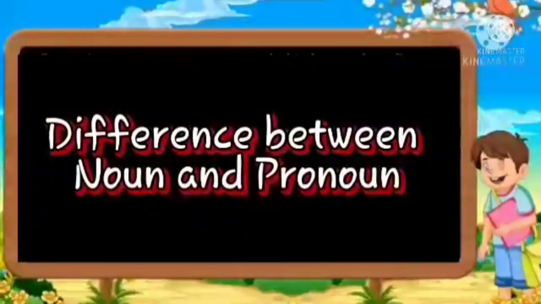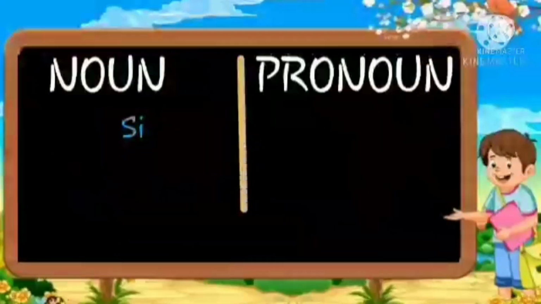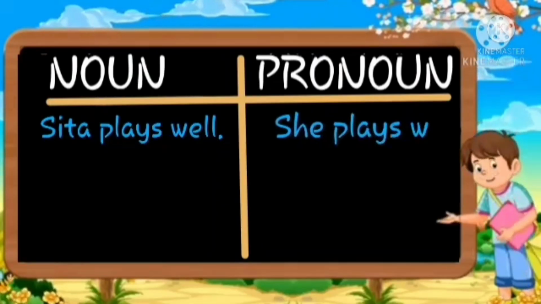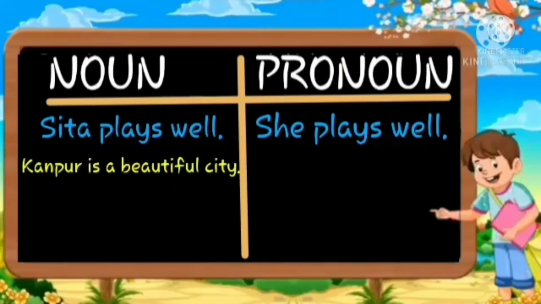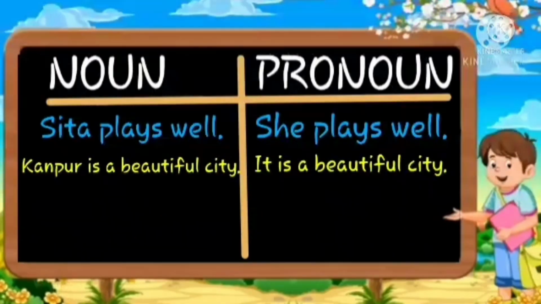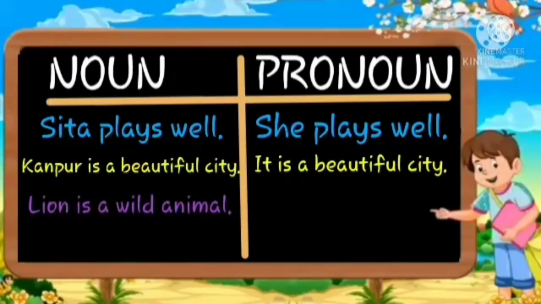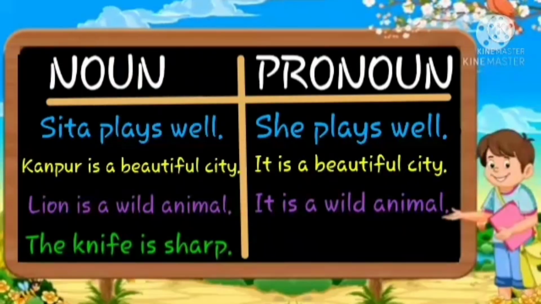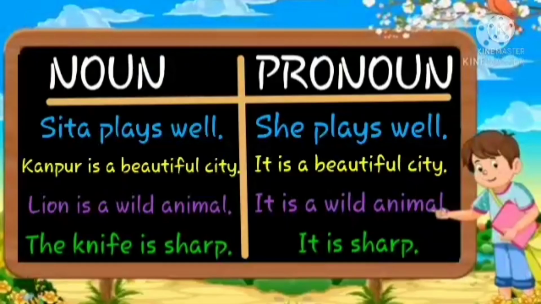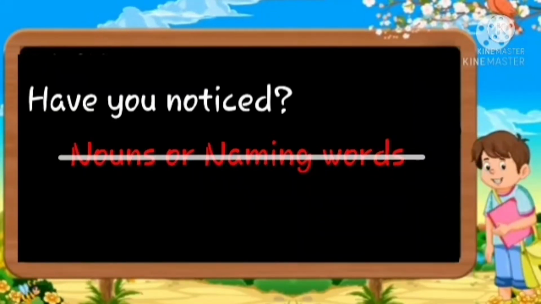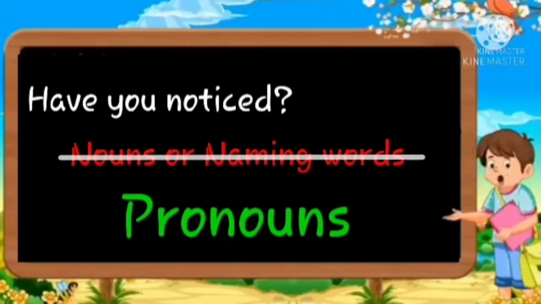Now see the difference between noun and a pronoun. Sita plays well. In pronoun we can write she plays well. Kanpur is a beautiful city. It is a beautiful city. Lion is a wild animal. It is a wild animal. The knife is sharp. It is sharp. So children, have you noticed we are not using the naming words for the sentence. We are using the pronouns instead of the naming words.